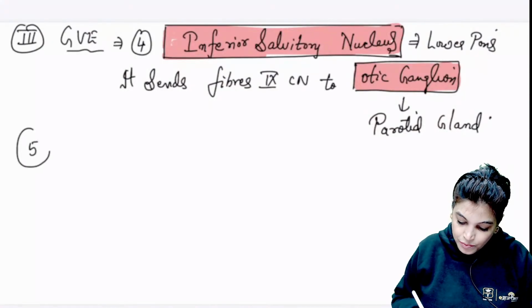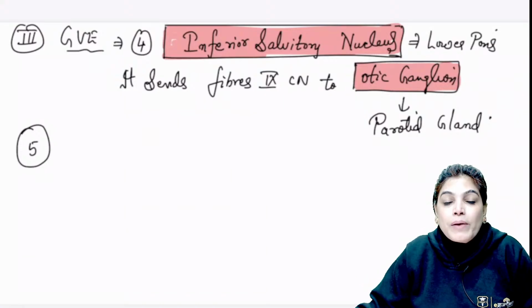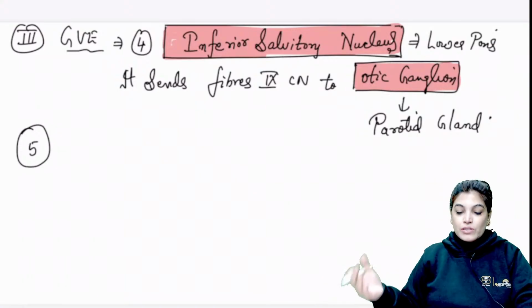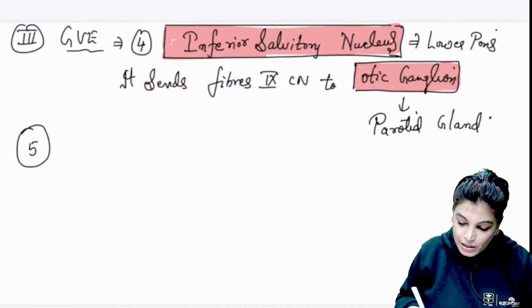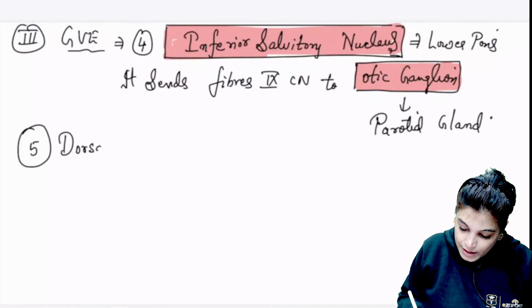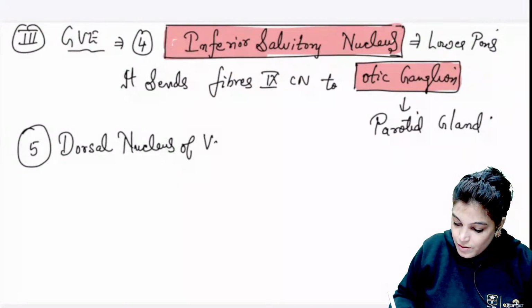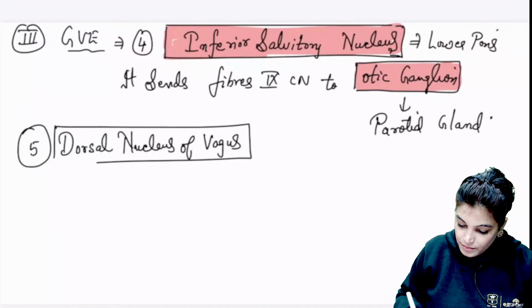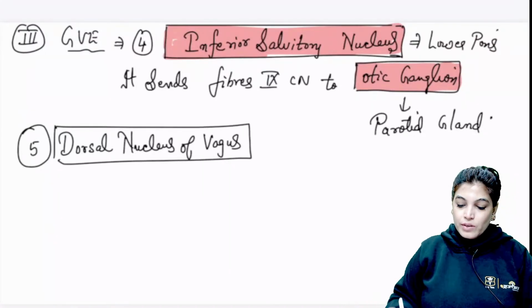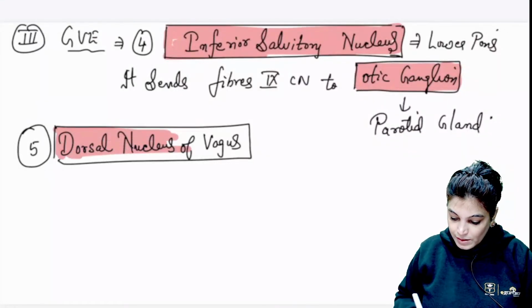Now talking about the fifth and last cranial nerve nucleus of this category of general visceral efferent, we have the dorsal nucleus of vagus. So let's talk about the dorsal nucleus of vagus.